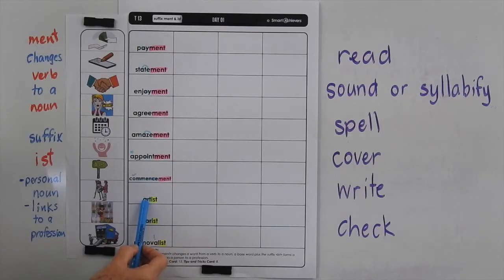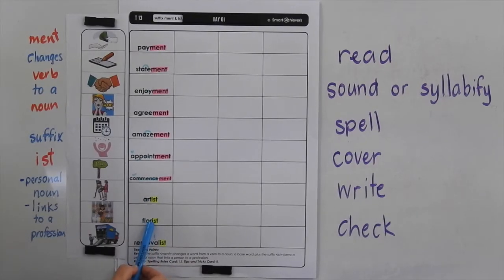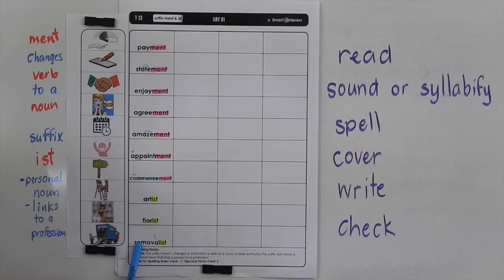Artist, you've got the AR as an R controlled vowel there. Florist, you've got the OR as an R controlled vowel there. And removalist, don't forget that you're adding the prefix re, which is really easy to spell, R-E, but do remember too, you have to take away this E on the end of remove before you add the A and L-I-S-T, removalist. Okay, let's look at what these words mean now.